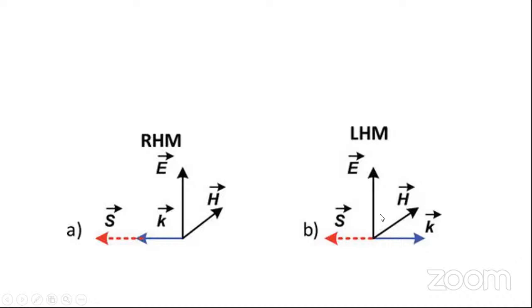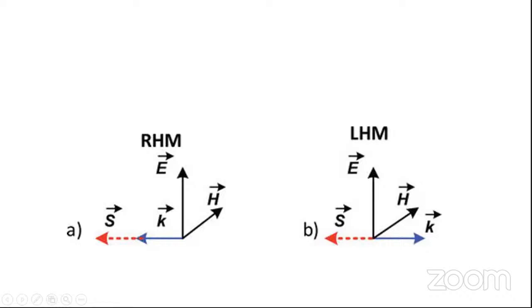if you can see, the electric and magnetic fields are perpendicular to each other, but the S vector and the K vector are both in the opposite direction. That means this type of material will support backward waves. Okay, that is, the energy and the wavefront, that is the propagation constant, are both traveling in the opposite direction. And hence the name left-handed medium.